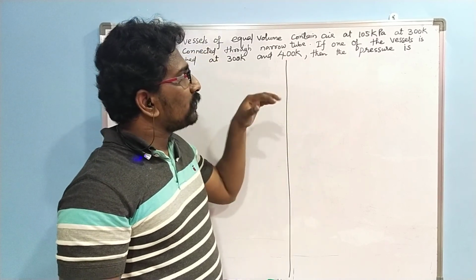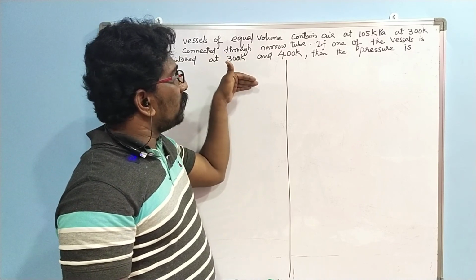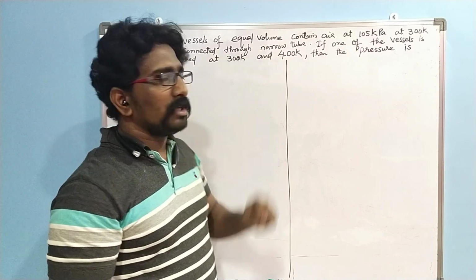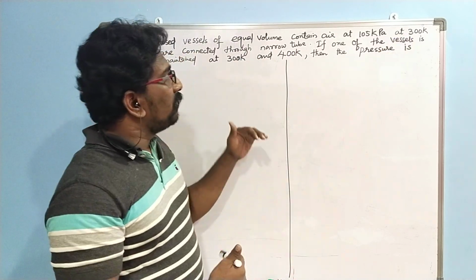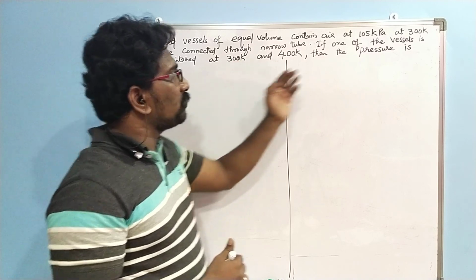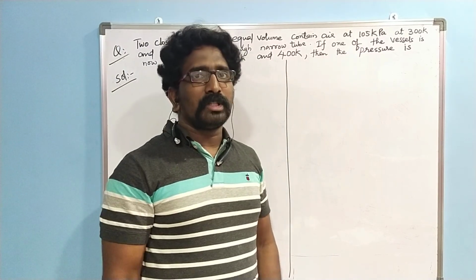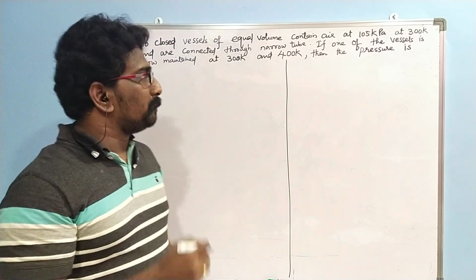Initially the two vessels are connected, and at that time the entire setup's temperature is only 300 Kelvin. But whenever the vessels' temperatures are changed, at that time we are supposed to find out what is the pressure of this complete two-container setup. So let us see this numerical.